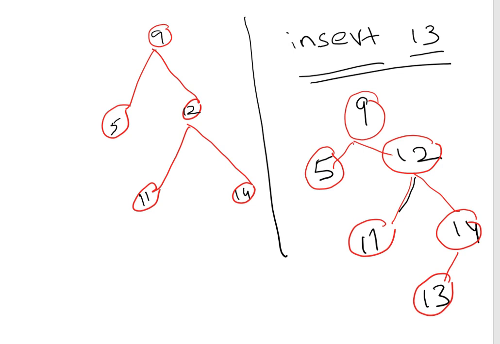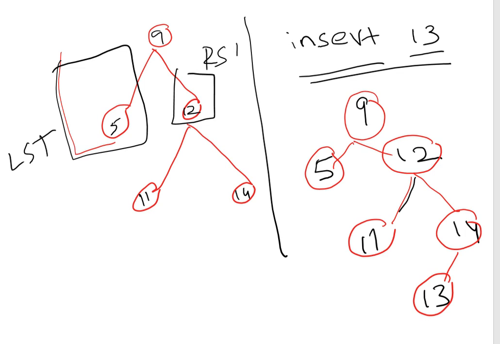So binary search tree means what? This is called the left subtree, this is called the right subtree, and this is called the root. The elements present on the left side should be less than the root, and the elements present on the right side should be greater than the root. In this way we can insert the element 13 here.